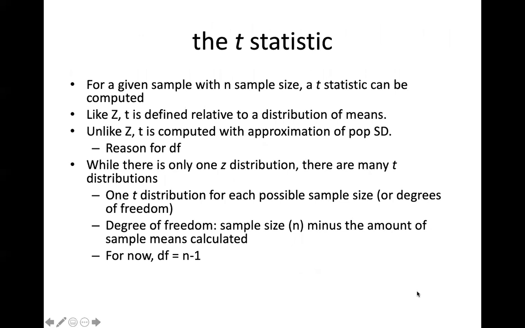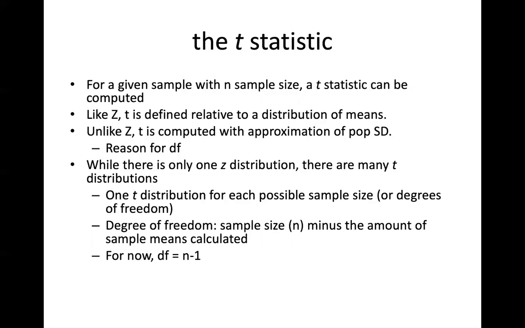Okay, so here's a couple little things. Probably the most important thing on this slide is this idea that, like Z, T is defined relative to a distribution of means. What I mean by distribution of means is we have that distribution, and we're going to find those critical boundaries, and beyond those critical boundaries are the critical regions. If our test statistic, and now it's T, falls in one of those critical regions, we will reject the null hypothesis.